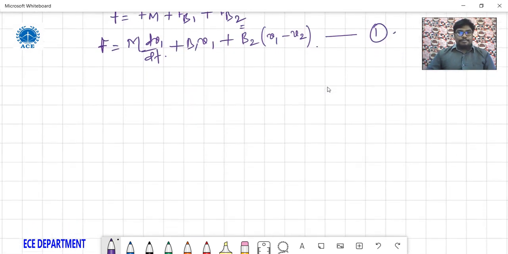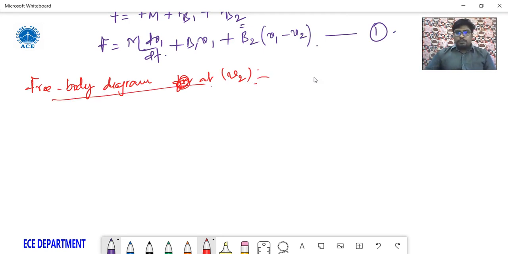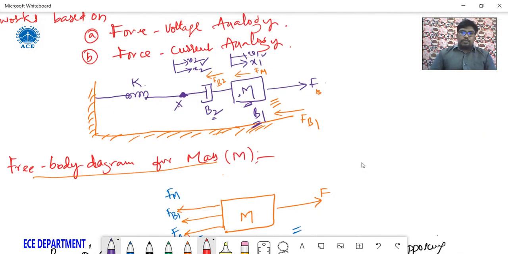Next, the free body diagram for node x, or at velocity v2. At velocity v2 I named this node x. At this point I need to consider opposing forces and applied forces. No external force is connected here, so there is no externally applied force, all are opposing forces. What are they? This force is opposing, that is Fk, and FB2 is also opposing. So both forces are opposing only.